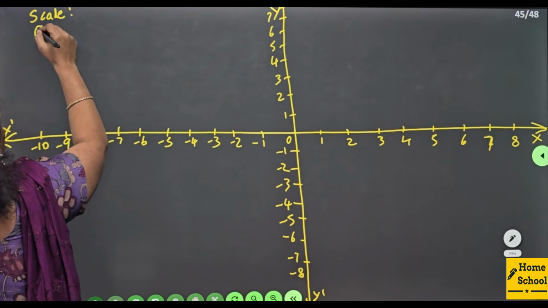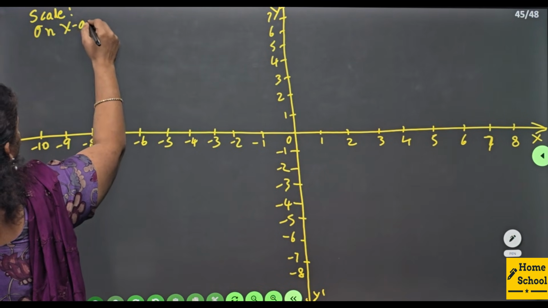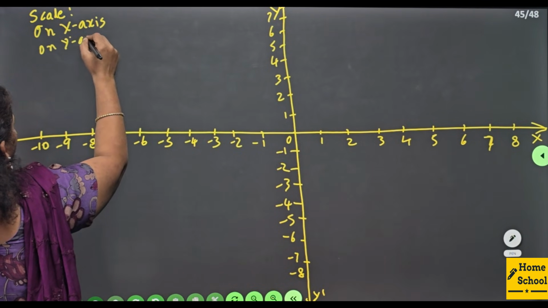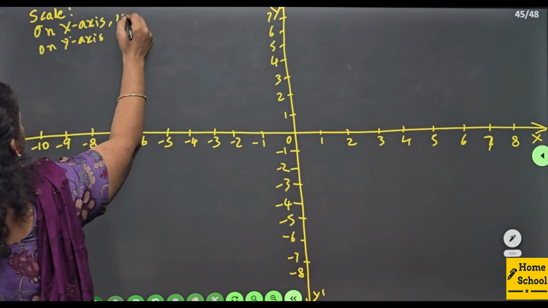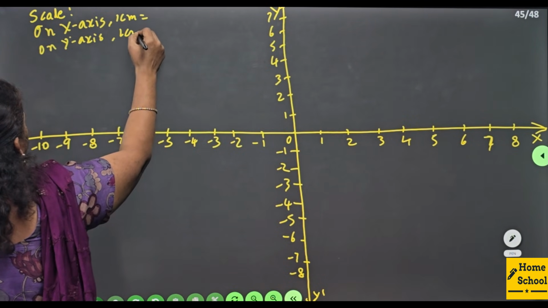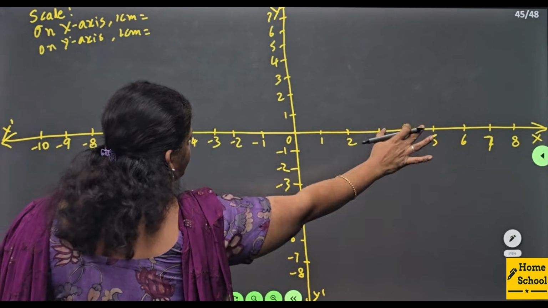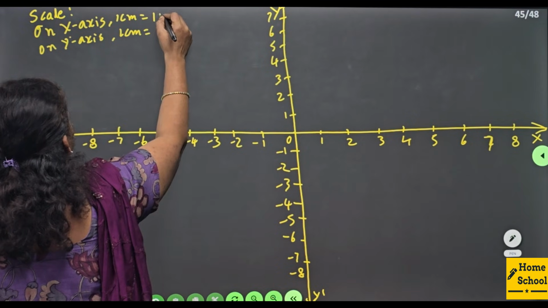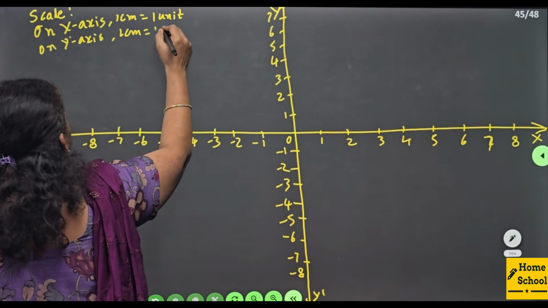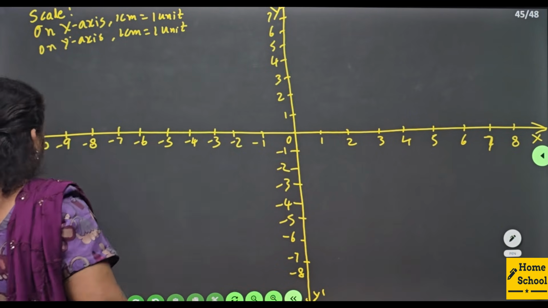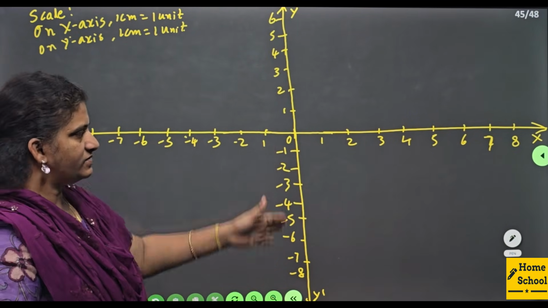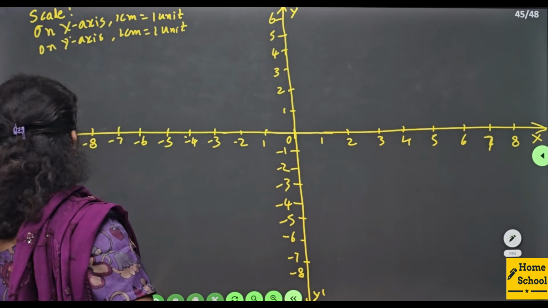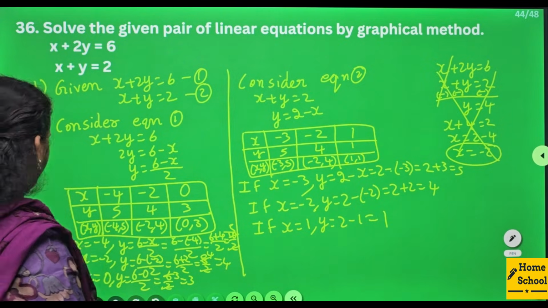Scale on x-axis, on y-axis. 1 centimeter is equal to, see, on x-axis 1 centimeter is equal to 1 unit. And on y-axis also I have taken 1 unit only. That only you need to mention here. Okay. This is x-axis and this is y-axis. X, x dash, y, y dash. Now we are going to plot this table on the graph sheet.